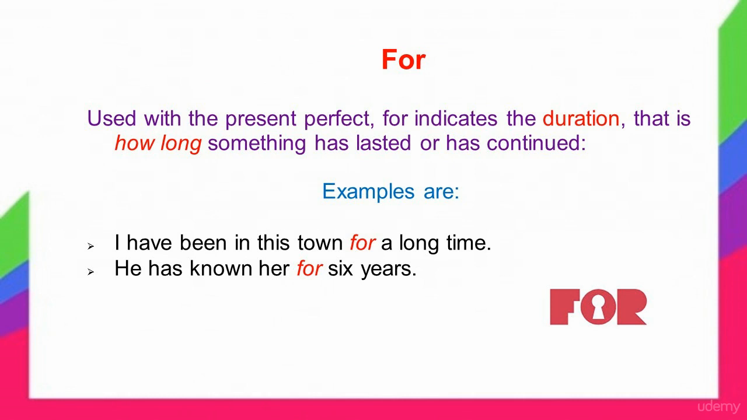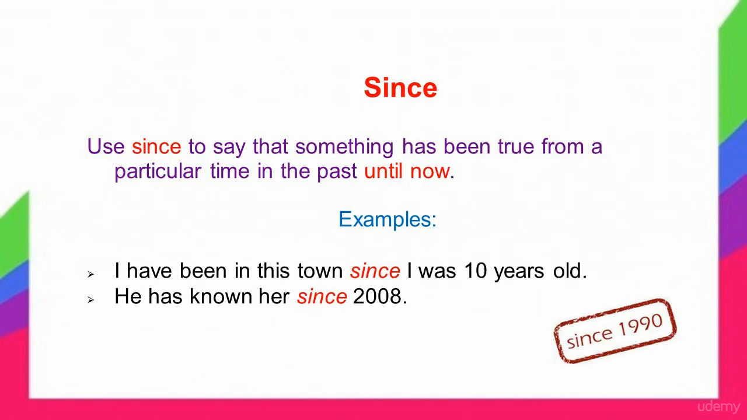For. Used with the present perfect, for indicates the duration, that is, how long something has lasted or has continued. Examples are, I've been in this town for a long time. He has known her for 6 years. Since. Use since to say that something has been true from a particular time in the past until now. Examples with since. I've been in this town since I was 10 years old. He has known her since 2008.